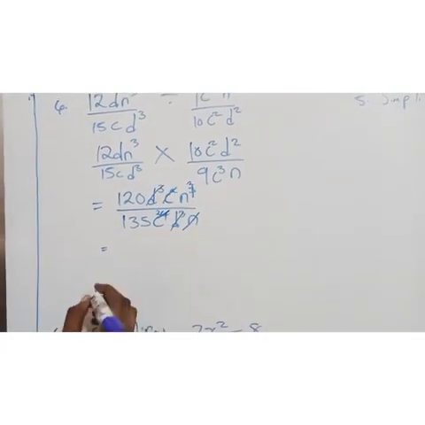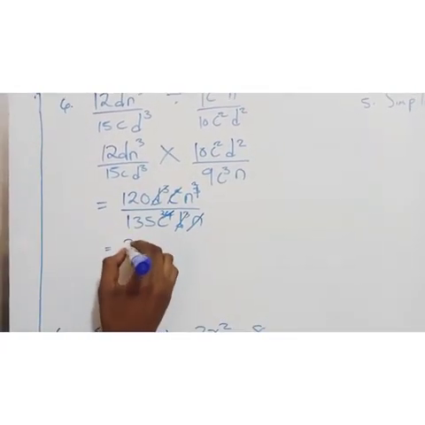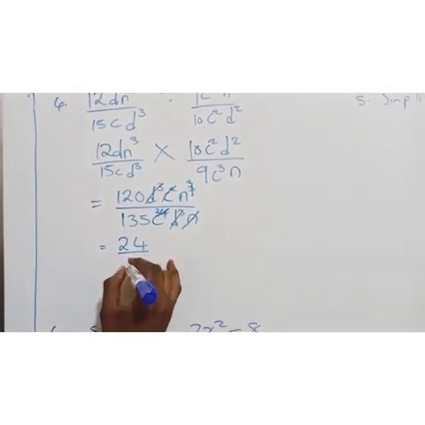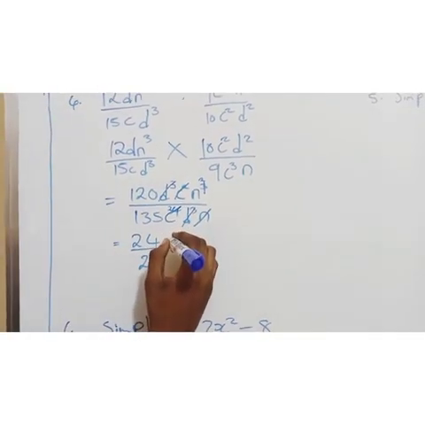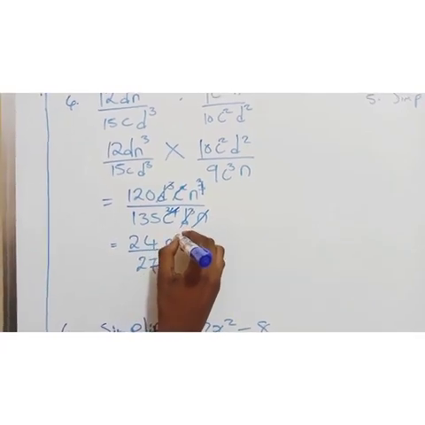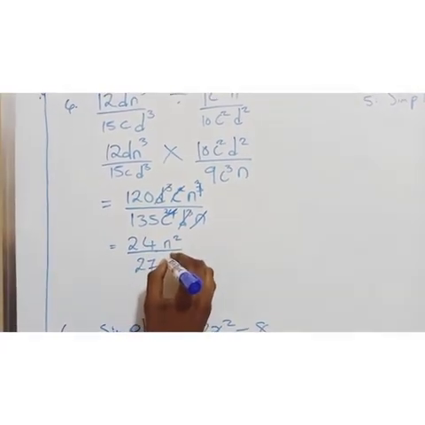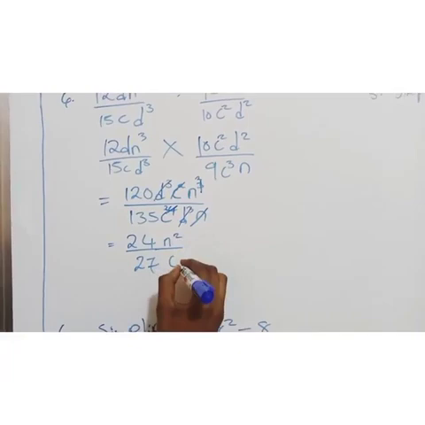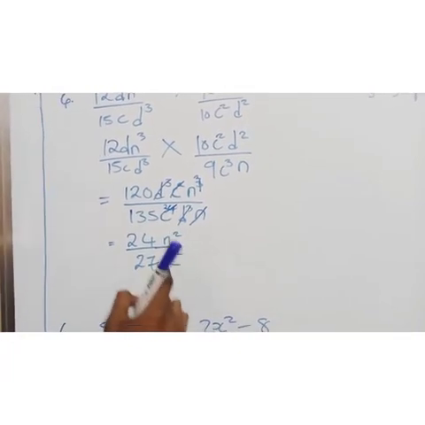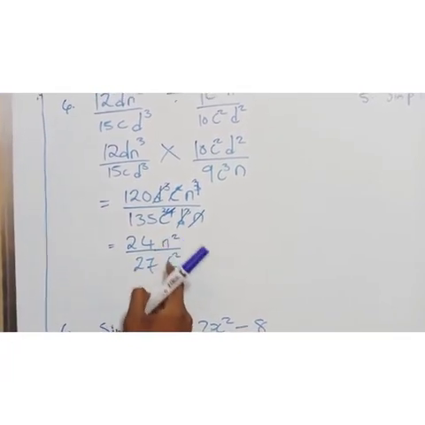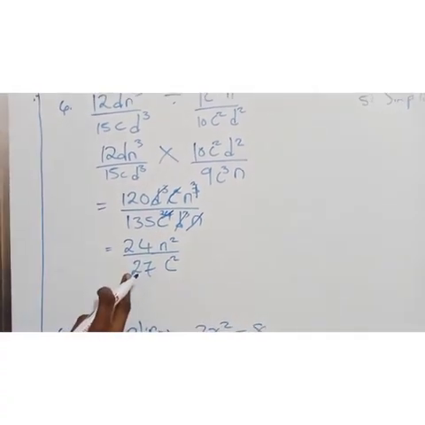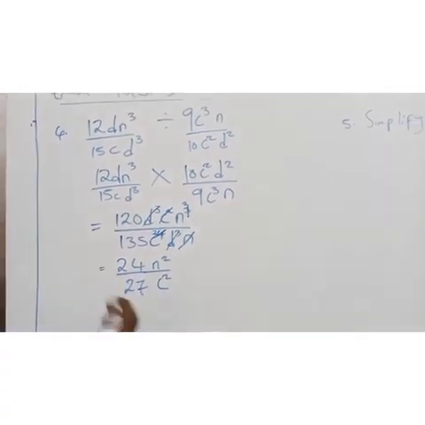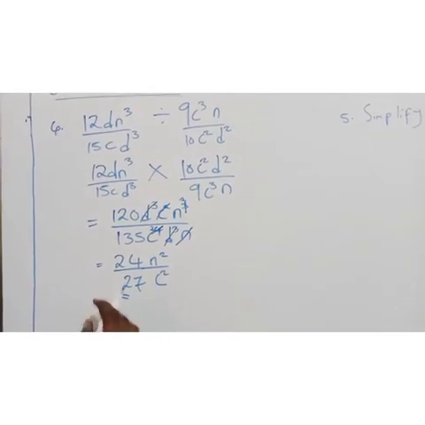Here, these numbers you find what's common to be 24 over 27. What do we have remaining? We have n squared over c squared. This can't cancel. Why? Because they are unlike terms. This is c, this is n. If you want, you can go further with these numbers. For me, I'll end here. You can go further, or you can end here.